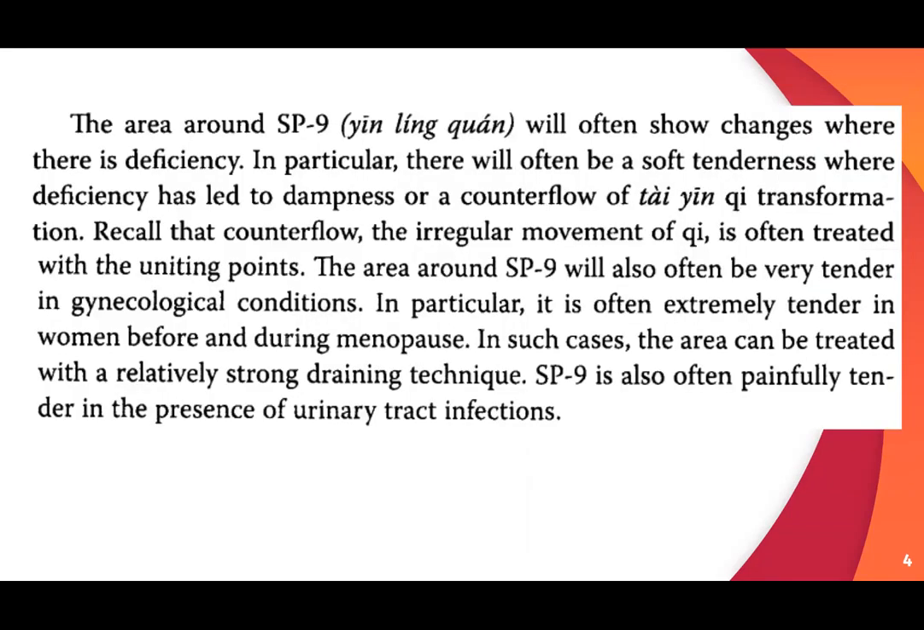The area around spleen 9 will often show changes where there is deficiency. So there will often be a soft tenderness where deficiency has led to dampness or a counterflow of Taiyin Qi transformation. Recall that counterflow, which is the irregular movement of the Qi, is often treated with the uniting points. The area around spleen 9 will often be very tender in gynecological conditions.